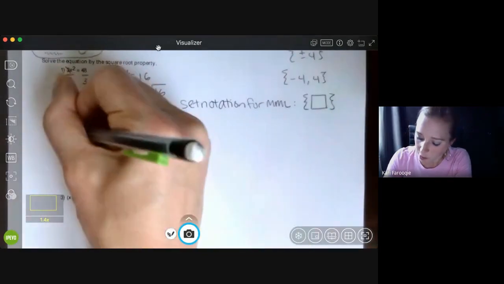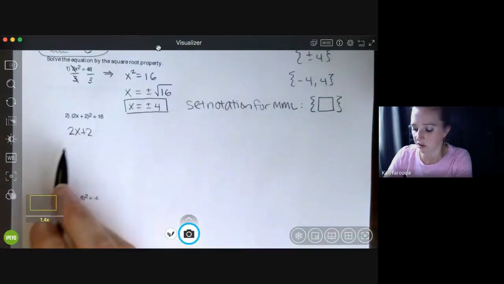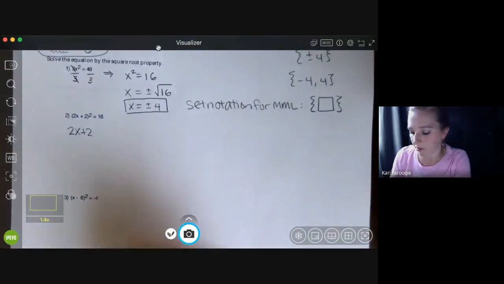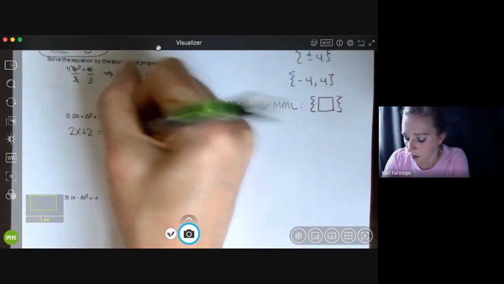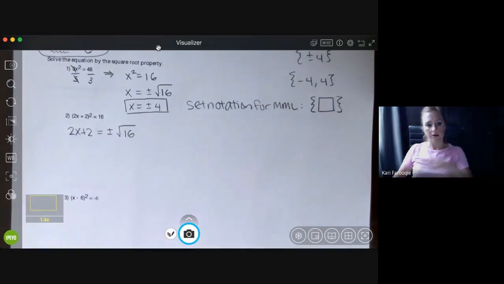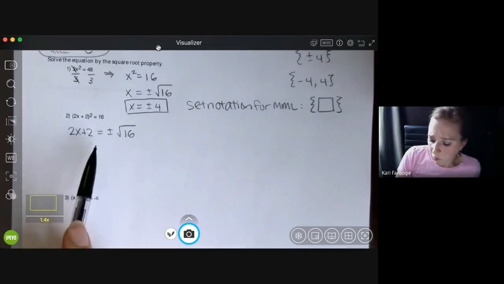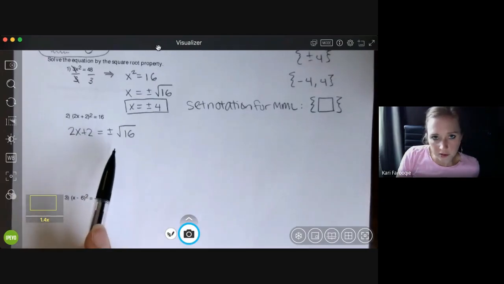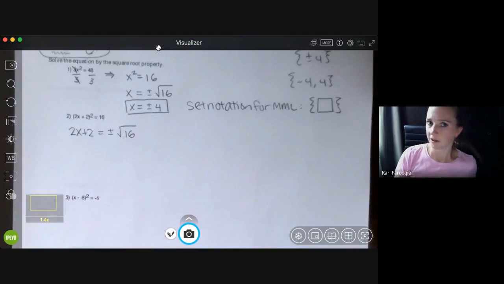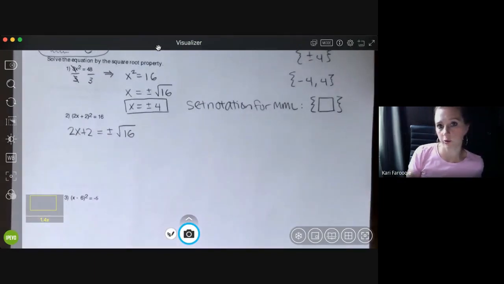So let's go ahead. When we take the square root of a value that's being squared, we just get that value to pop out of the parentheses. And then again, we'll do plus or minus on the right-hand side and take the square root of 16. And no, you don't have to show me every single step. So if you wrote 2x plus 2 equals plus or minus 4, that's fine. Since we're using the square root property, I decided to show you the radical.